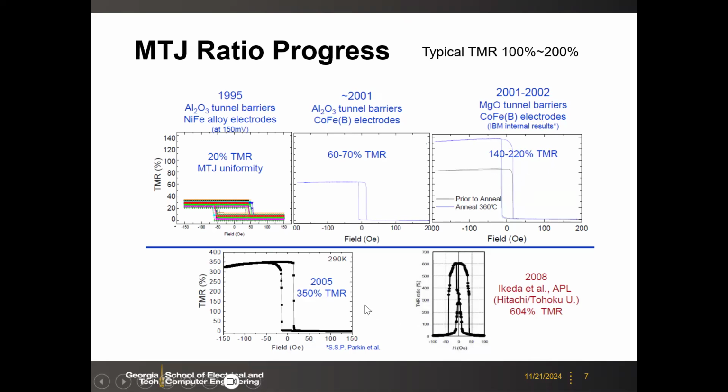Then there are some papers that even talk about super high TMR, like an on-off ratio of 5. But in most cases, if you look at today's commercial MRAM from the foundries, the TMR is between 100% to 200%. That means the on-off ratio is 2 to 3. That's a typical value.